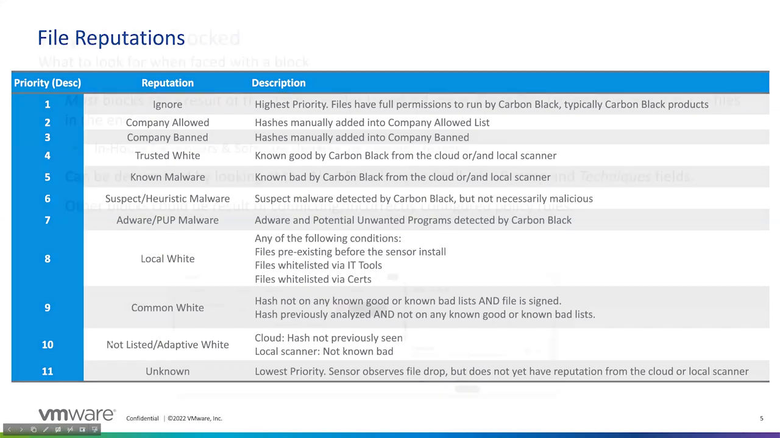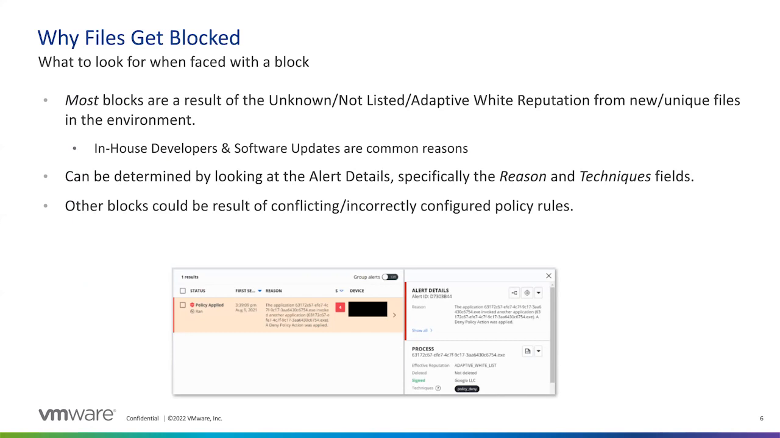We will jump forward to why files get blocked. In most environments, especially the customers that I tend to work with, and this is especially true for new environments, most blocks are a result of that unknown or not listed or adaptive white reputation, the default reputation that files get. By default, the standard policy has a few rules that will cause these files to get blocked from time to time. Scraping memory is a big one. Running another unknown app is another one that tends to cause a good amount of blocks.